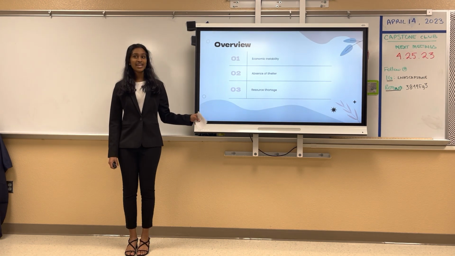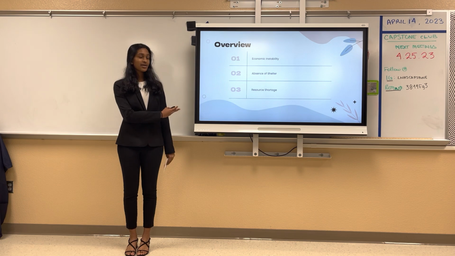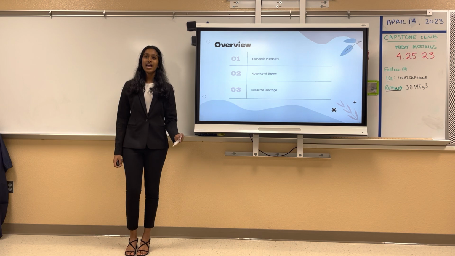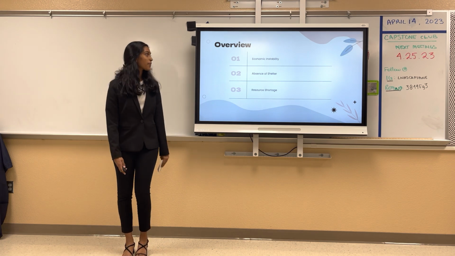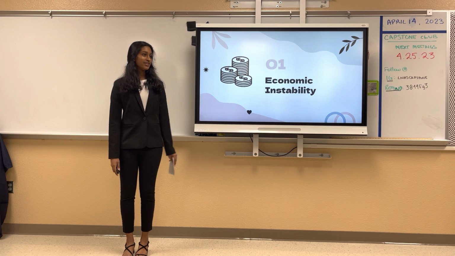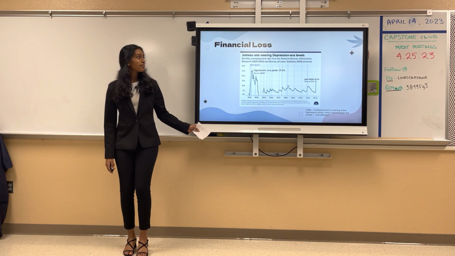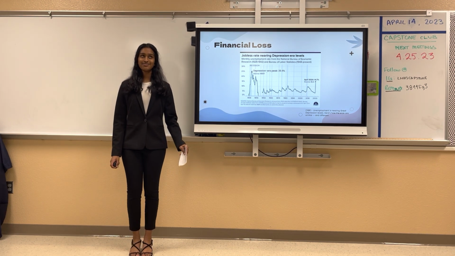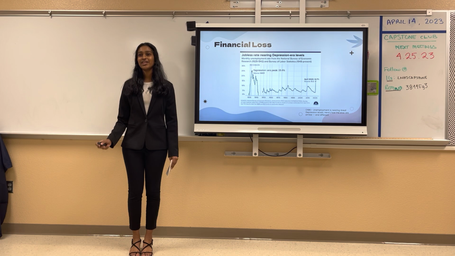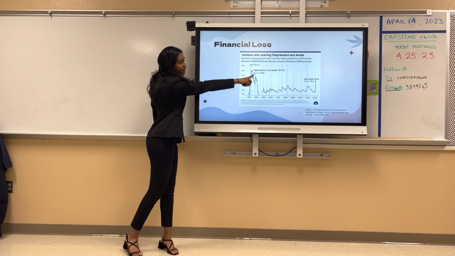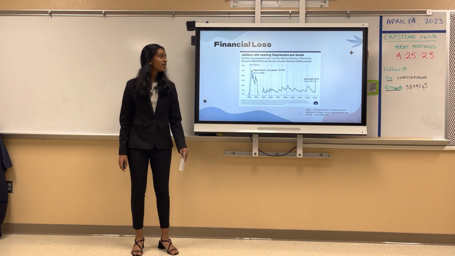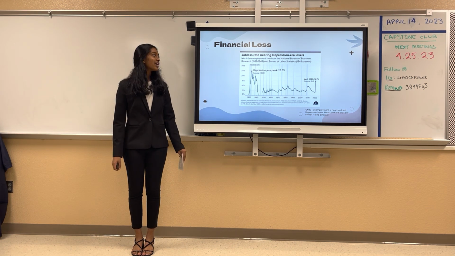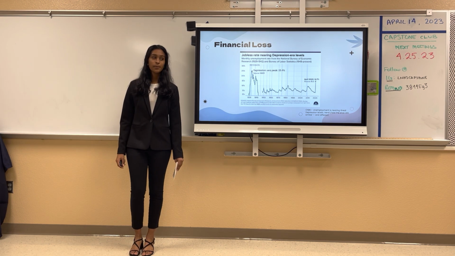We'll be talking about three claims within this topic. First, we'll be talking about economic instability, absence of shelter, and resource shortage, and how all three of these combined negatively impact migration patterns. First, we'll be talking about economic instability. This graph here depicts the levels of unemployment during the Great Depression. During the Depression, the highest level of unemployment was during the Great Depression. As you can see here, 25.6% of the population were unemployed during that time. That means 1/4 of the US population was unemployed and had no jobs and no financial income.